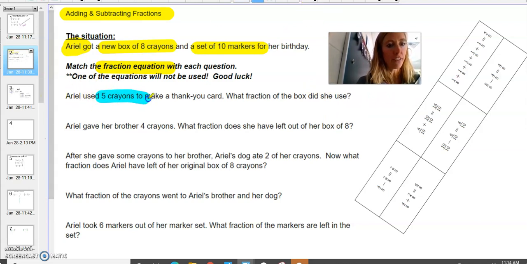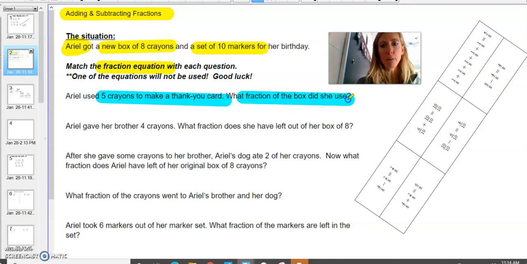Ariel used 5 crayons to make a thank you card. She is so nice. She's saying thank you. And how many of the crayons did she use? 5 of them. What fraction of the box did she use? Well, did she use all of them? No. She only used 5 of them.